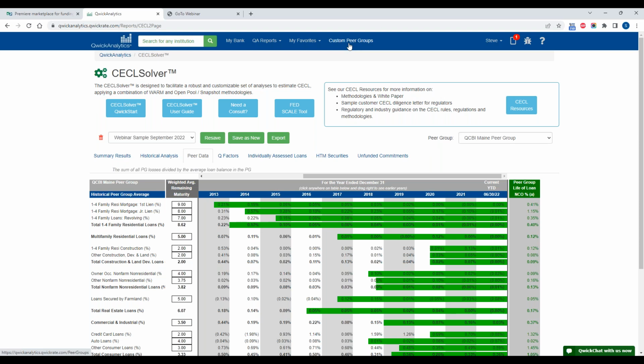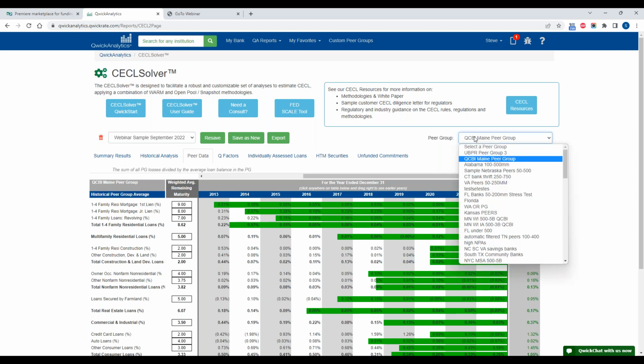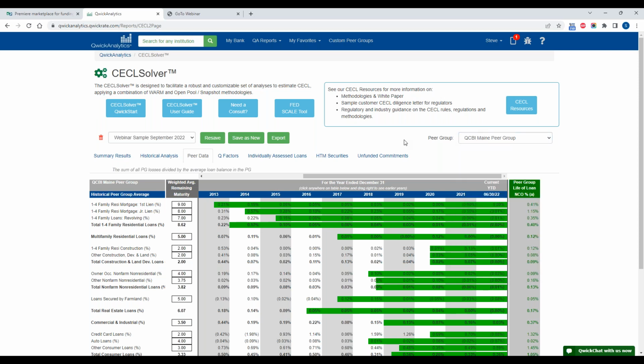You would go to the custom peer groups page here. You'd say, here are the 7 counties that I want. Here's the asset range that I want. Create that peer group, and then it would show up right here in your drop-down box. So very easy and pain-free to create completely custom and flexible peer groups.